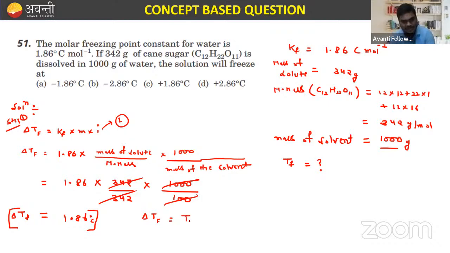So we know that delta TF is equal to TF naught minus TF. What is the freezing point of pure water? 0 degrees Celsius. So 0 minus 1.86 comes out to be minus 1.86 degrees Celsius. Let me correct this, and this is TF, the freezing point of the solution. So the freezing point of the solution on solving comes out to be minus 1.86 degrees Celsius, which is option A. Option A is absolutely correct for this question. I hope this is clear to you.